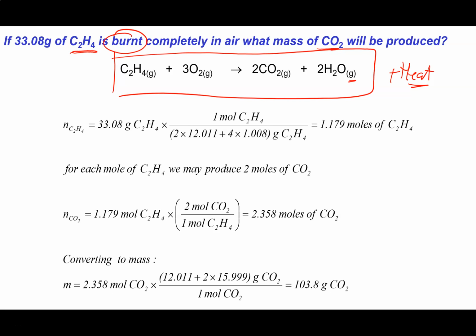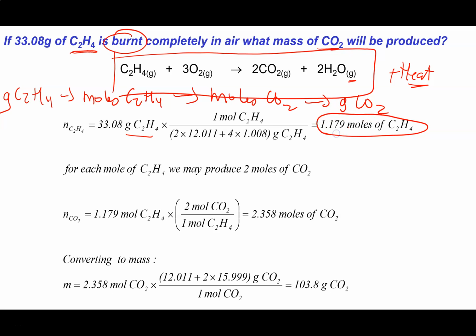So we're going to do the same process. We're going to go from grams of C2H4 to moles of C2H4 to moles of CO2, and then finally onto grams of CO2. So in my first step, I'm going to calculate my number of moles of C2H4. I'm going to take my mass in grams and multiply it by 1 on the molar mass. Okay, and then that gives me my moles of C2H4.